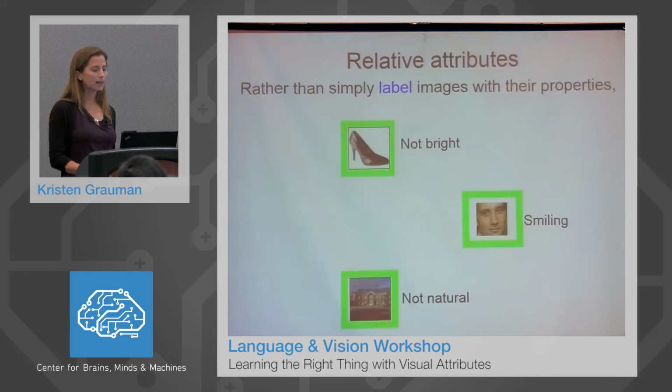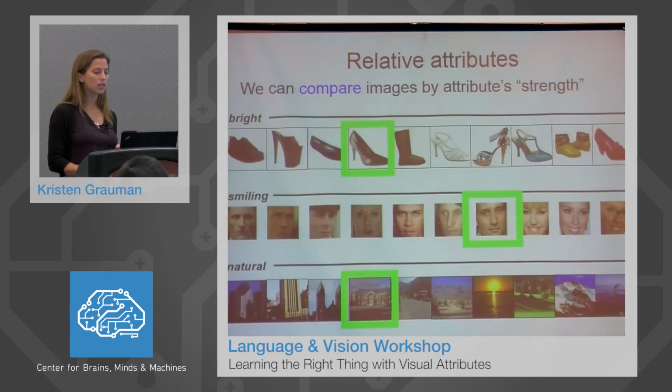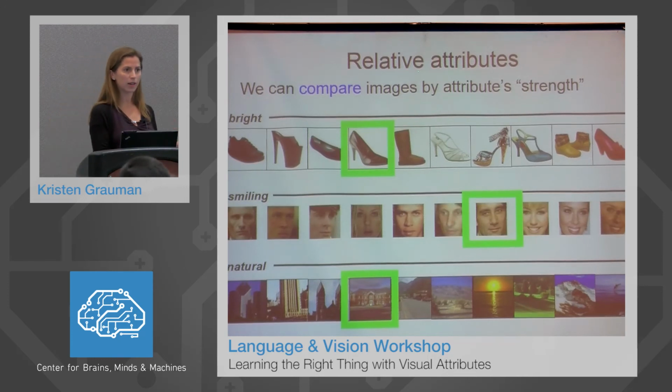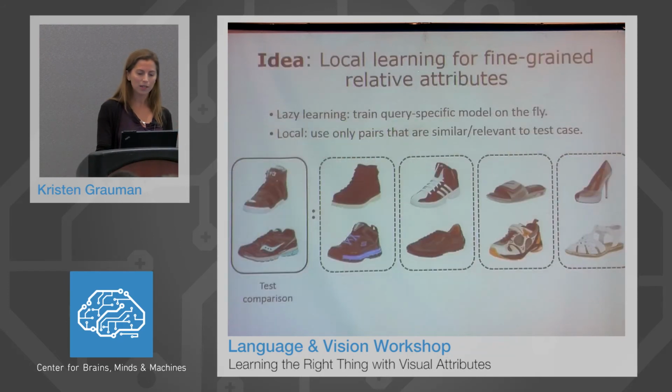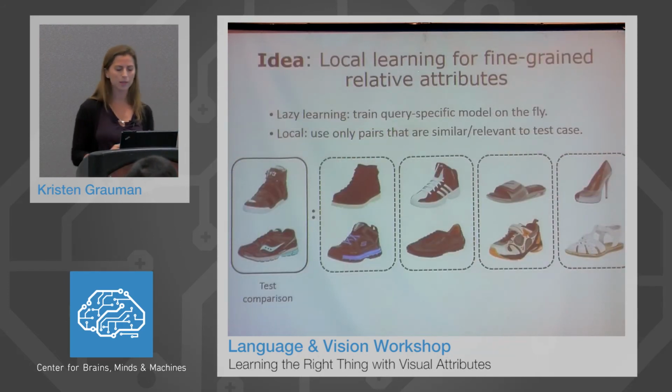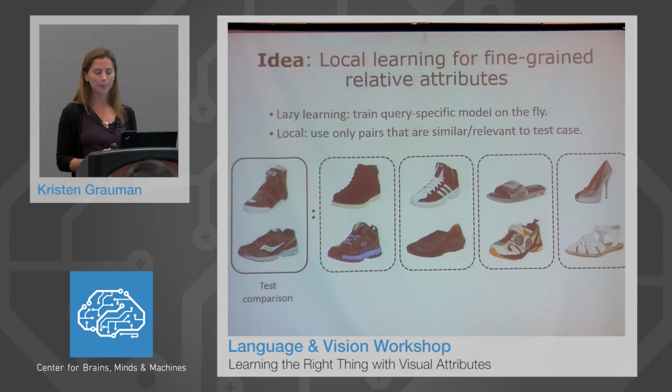Okay, and that allows you to go beyond categorical attributes like not bright, smiling, not natural, to really understand the spectrum of attributes and how they compare. So with these rankers, you can situate something along this spectrum. But again, the problem is you can do it well with these global models for coarse-grained comparisons, but not so well for fine-grained ones.